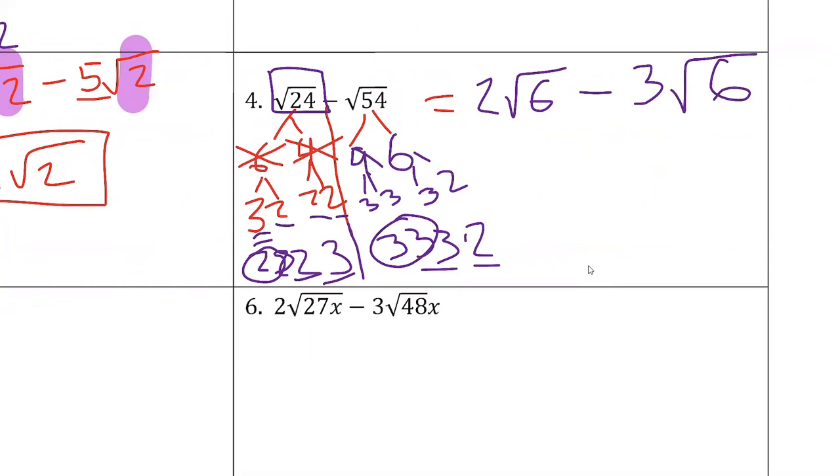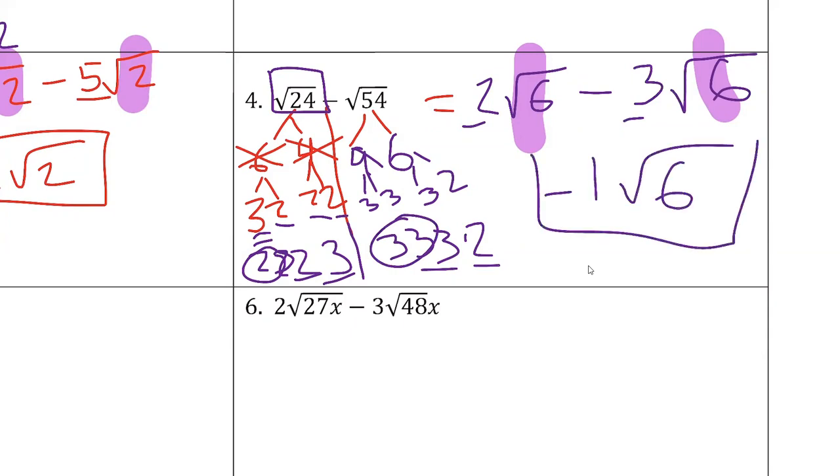So since we do have like radicands, we can subtract these. So 2 minus 3, you remember you subtract the coefficient. So 2 minus 3 would be -1. And then your radical part stays the same. So -1 square root of 6 would be your final answer.